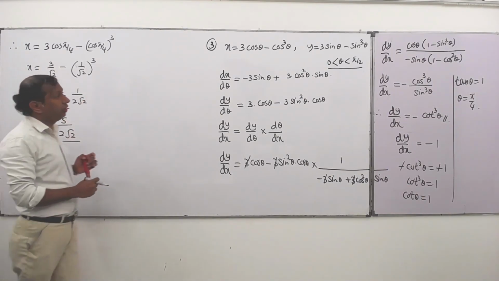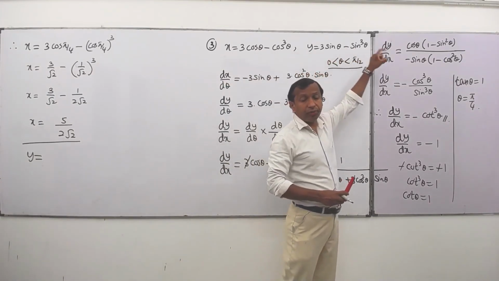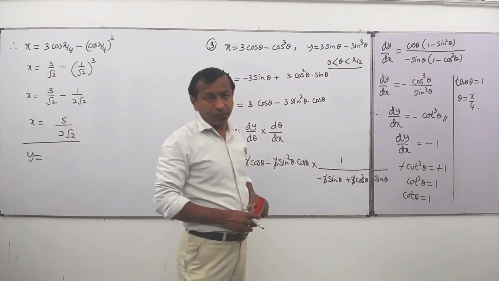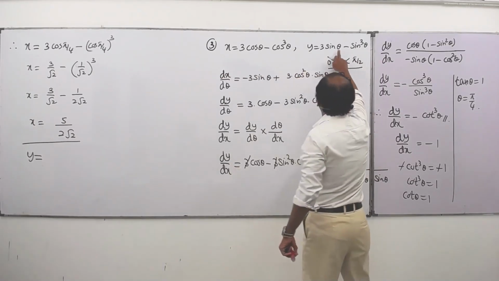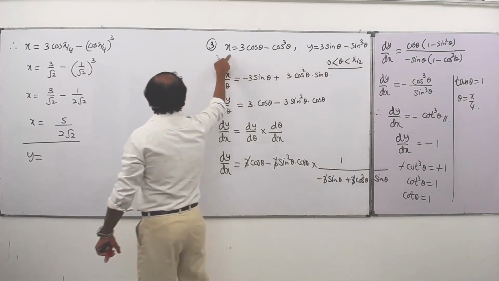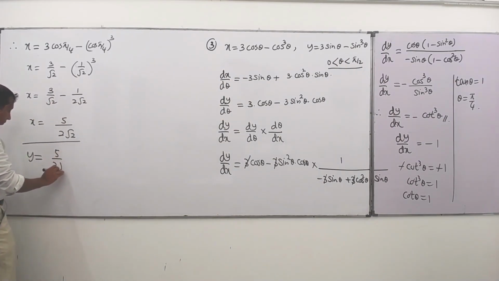Same way, people, you can see here cos pi by 4 and sin pi by 4 are the same, no? Sin 45 is 1 over root 2, cos 45 is 1 over root 2. So when you substitute 45 here and here, we must get the same answer we got for this x. So therefore, I write it like this.